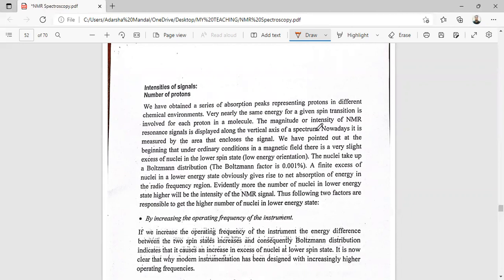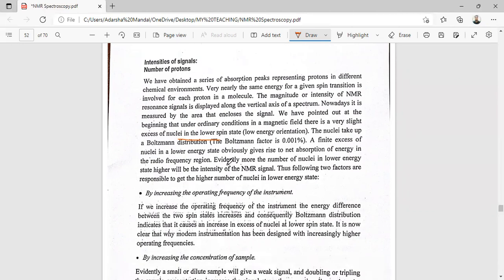So we found at the beginning that under ordinary conditions in a magnetic field, there is a very slight excess of nuclei in the lower spin state. The nuclei follow the Boltzmann distribution, but this finite excess of nuclei in the lower energy state obviously gives rise to net absorption of energy in the radio frequency region. Eventually, the more nuclei in the lower energy state, the higher will be the intensity of the NMR signal. Thus, the following two factors are responsible.